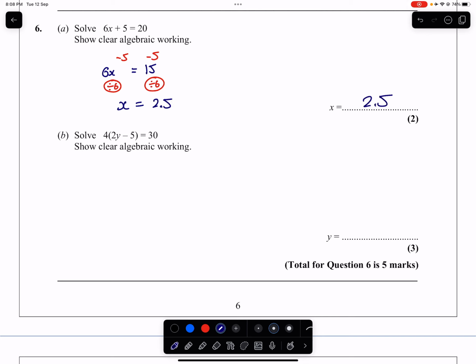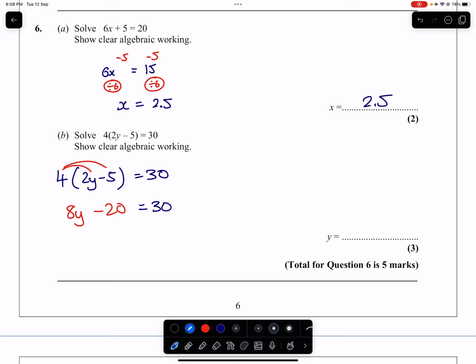For the next part, this here, there's more than one way of doing this. The most natural way of doing this, I think, for most of us would be breaking out the bracket. So having this 4 multiply these two terms here will give us an 8y and will give us a minus 20, and then we'll have an equals 30.